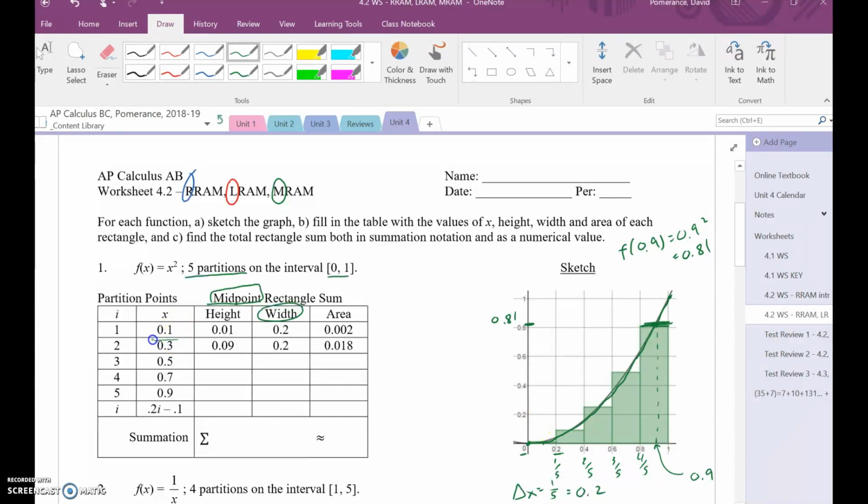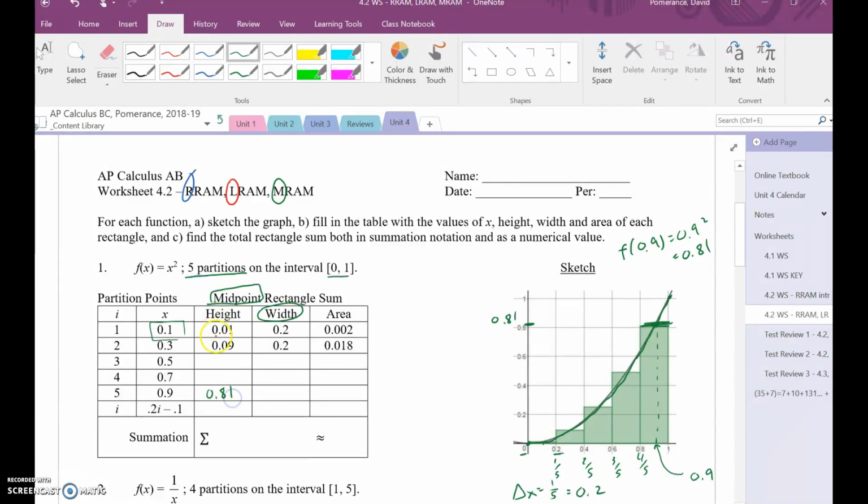That's where this 0.1 comes from. And this 0.3 comes from halfway between 0.2 and 0.4, etc. And where do these heights come from? Well, we did this one over here. The 0.9 came from 0.9 squared, or 0.81.